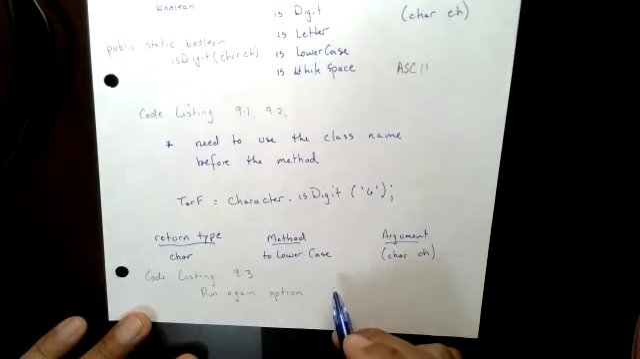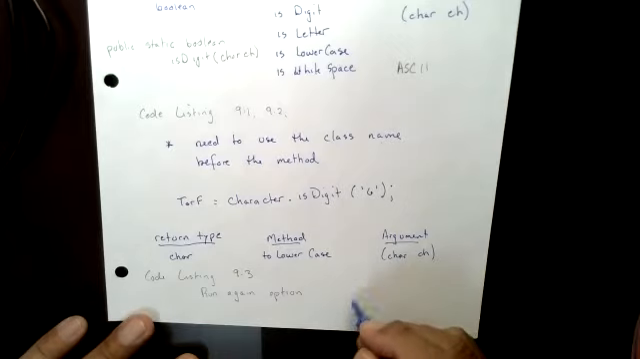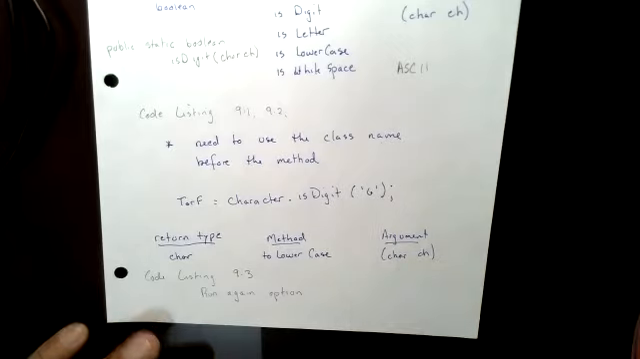So if I have a capital A and I want to change it to a lowercase a, what would I add to it? 32. So I would do single quote A single quote plus 32, which turns it into a lowercase a.